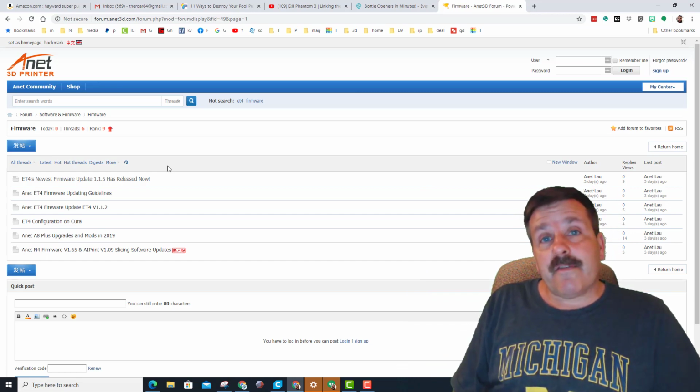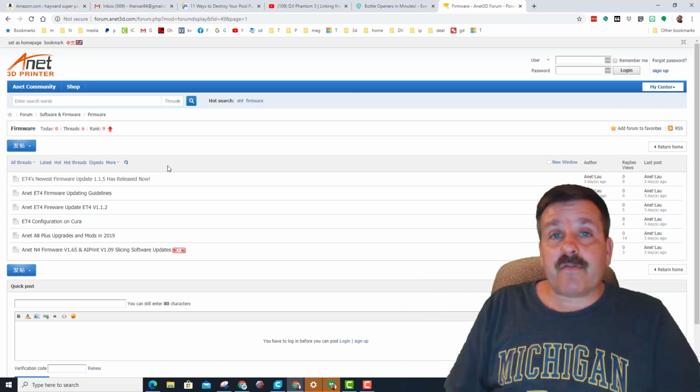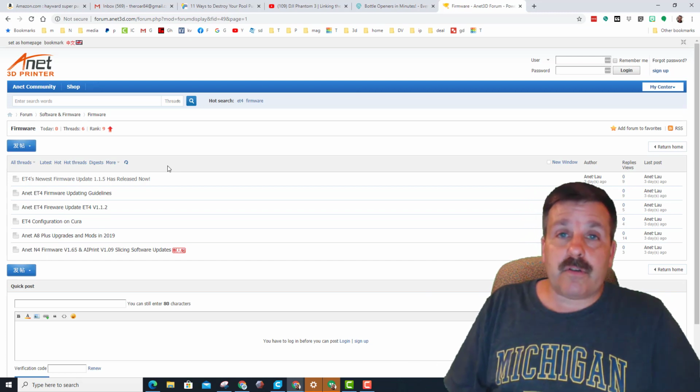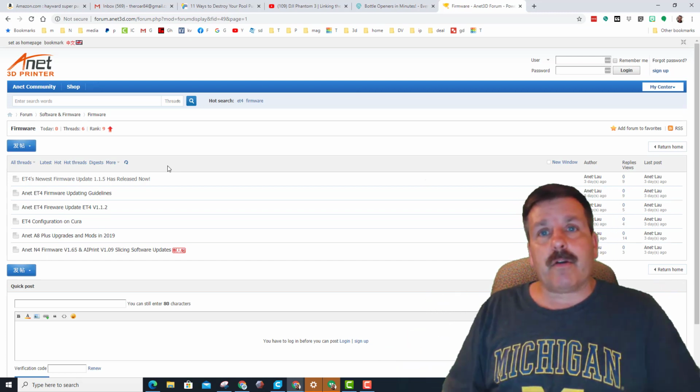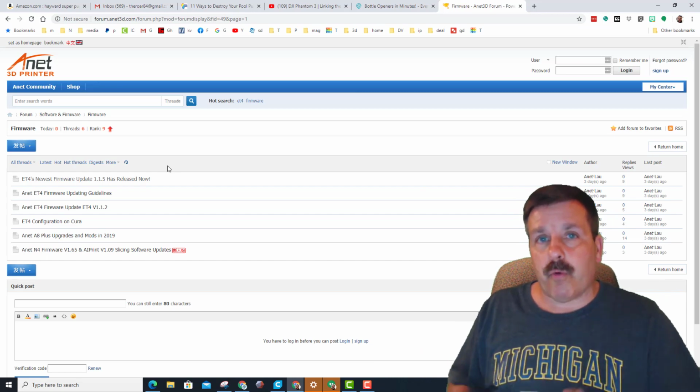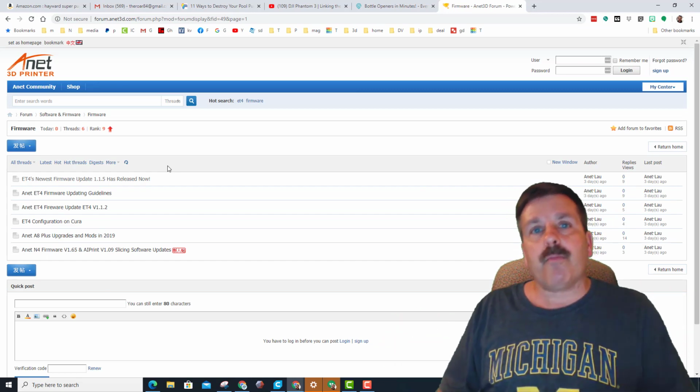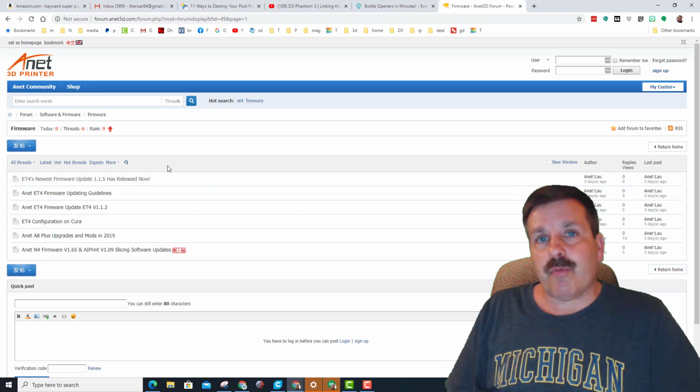Once again, friends, I do not recommend flashing firmware. It is not a magic solution for a 3D printer. Learning how to use your 3D printer, they all have little quirks. I think the more time you spend working with them on simple projects, the more likely you're going to get your printer to do what you want.